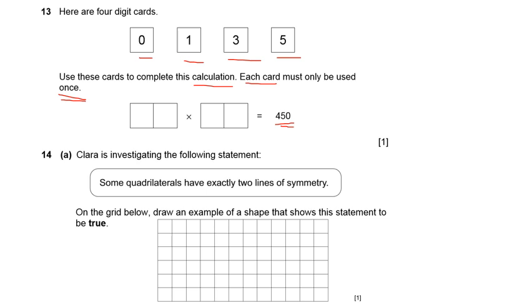450. How can I make 450? Well, let me try, I don't know, a wild guess. 15 times 30 maybe? What do you think? I think that's right. 15 times 30.